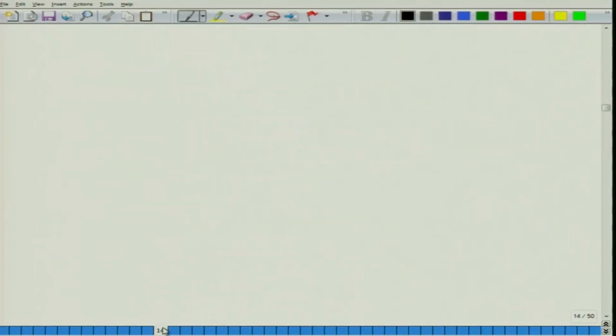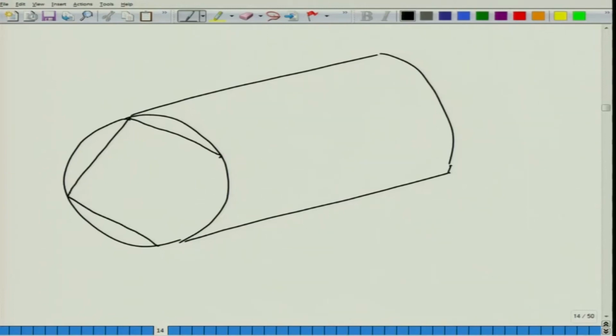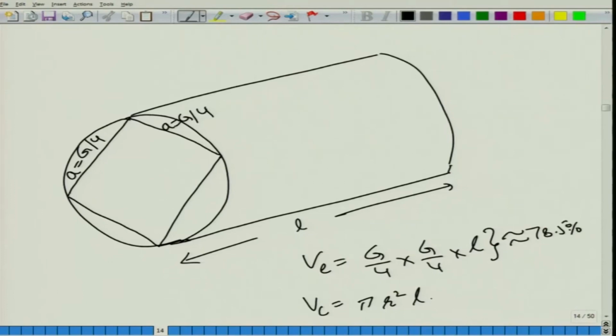So, to summarize, what we are doing here is that we are taking our log, then we are approximating it with a cuboidal portion of it, with its end cross sections as squares of the side given by g by 4, and the length to be the same as the length of the solid, and the volume estimated is equal to g by 4 into g by 4 into L. The correct volume is given by pi r square into L, and this value is approximately 78.5% of the correct volume.